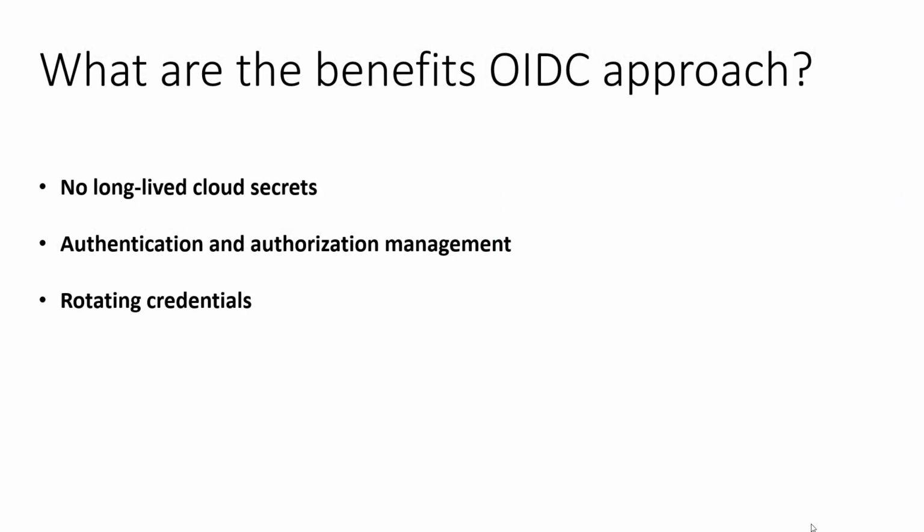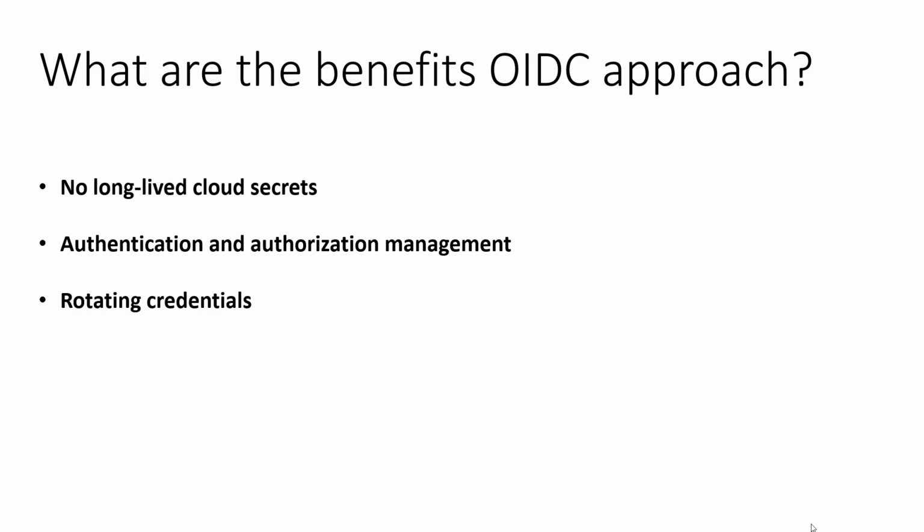Okay, great. So what are the benefits of using the OpenID Connect approach here? First of all, there are no long-lived cloud secrets. You won't need to add any long-lived cloud credentials to GitHub secrets and worry about token expiry and rotating them. So in this case, we don't have to worry about the secrets.